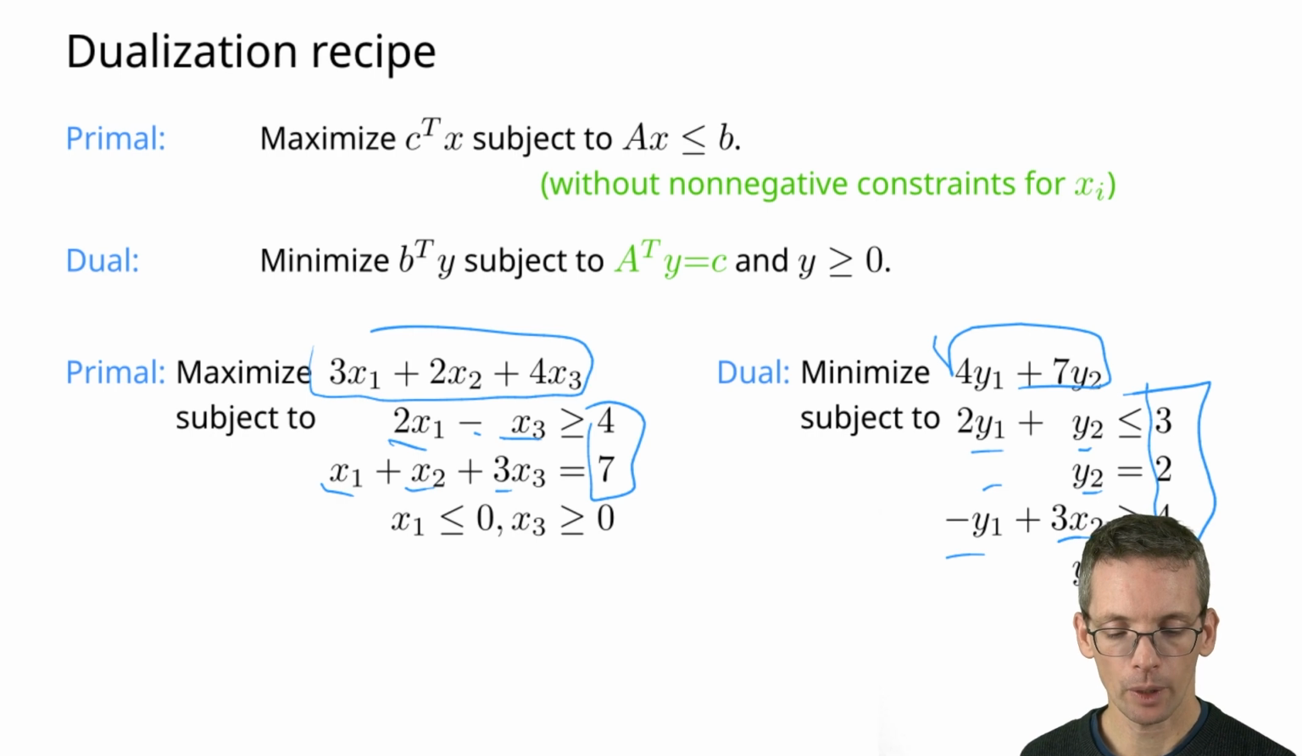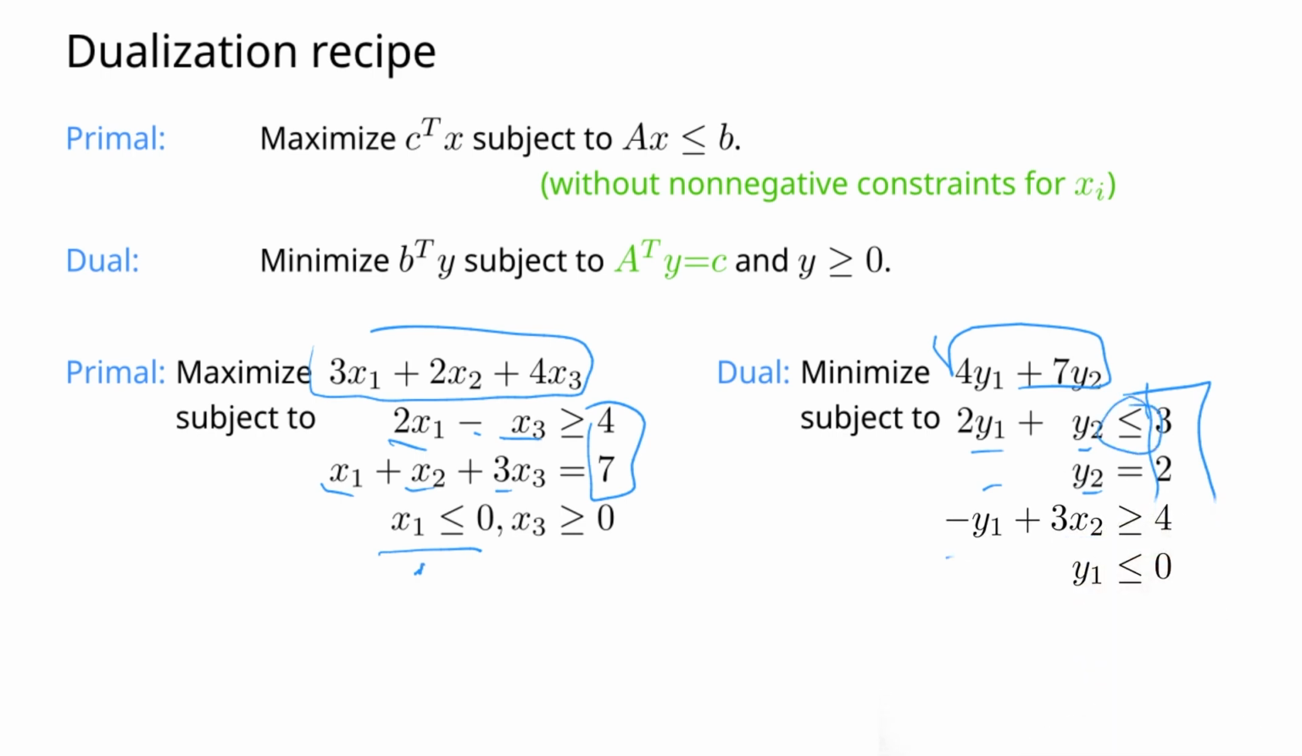And beyond that, we have a non-positivity constraint on x1. That gives me a smaller-equal here. We don't have a constraint on x2, so that's why I have equality here. Larger-equal here translates to larger-equal over here. And then beyond that, because of the equality here, I get no constraint on y2. And the larger-equal gives me a smaller-equal there.